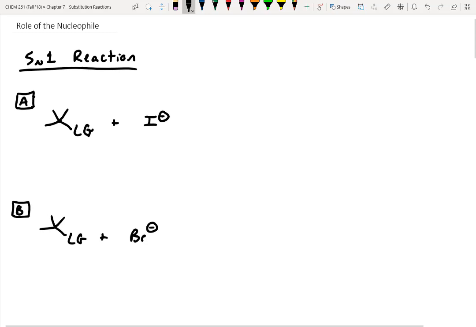Okay. So what's the first step? Leaving group falls off in each situation. So if we do that, our iodide is now next door, plus our leaving group with a negative charge. Same thing down here, but with the bromide.